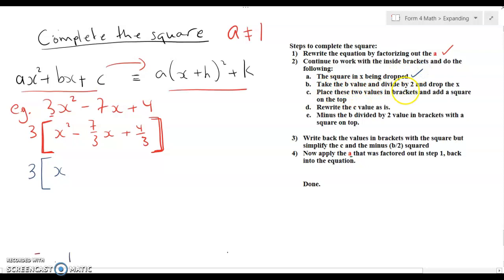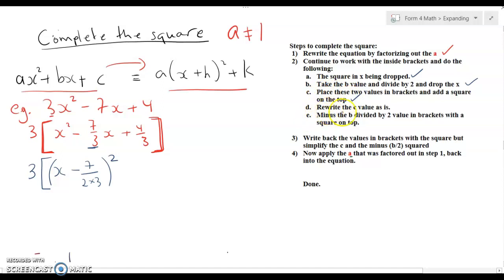I'm going to take the b value and divide by 2 and drop the x. So this is my new b value. I'm going to divide by 2. Now it's going to look a little weird because I'm going to add in a 2 at the bottom here, well multiplying, and I'm going to drop this x. So that's the second step there completed. And I'm going to place these two values in brackets and add a square on the top. So these two values, going to put another set of brackets and put a square on top there. That's this third piece completed.